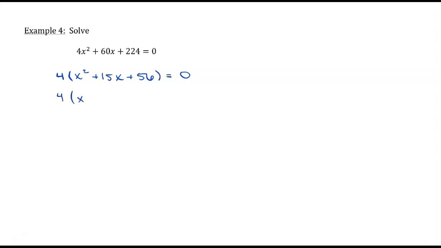This will factor into two binomials with a variable term of x. We need to find two values that multiply to positive 56 and add to positive 15. Let's start looking through our factors of 56. There's 1 times 56, 2 times 28, 4 times 14, 7 times 8. And 7 times 8 is our winner. The product of 7 and 8 is 56, and the sum of 7 and 8 is positive 15. So now we know our two binomials are x plus 7 and x plus 8.